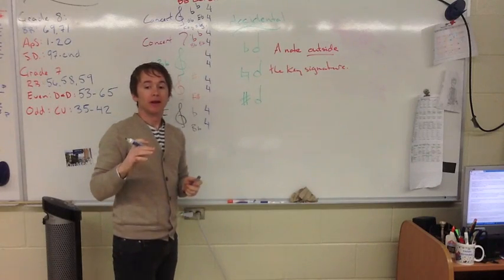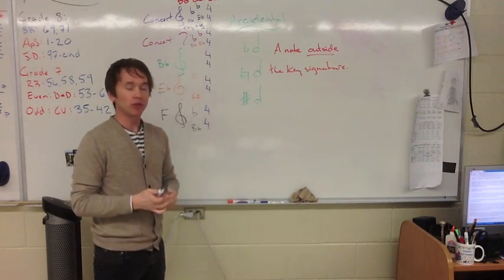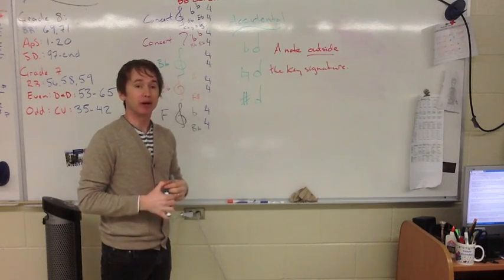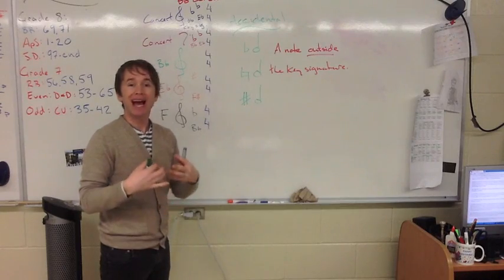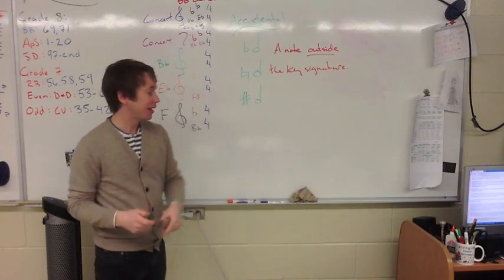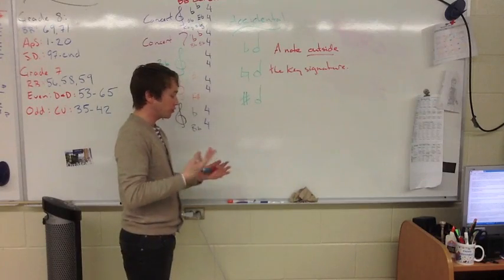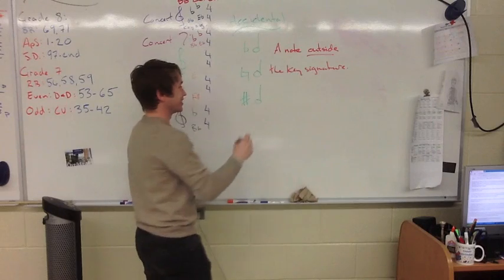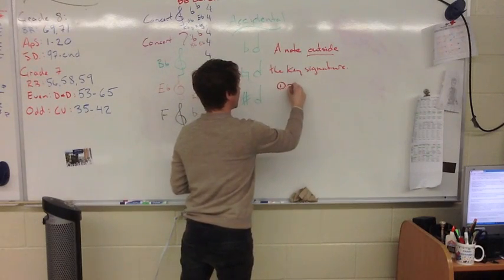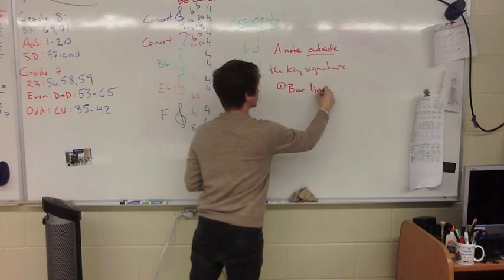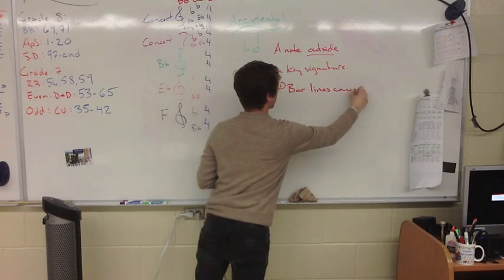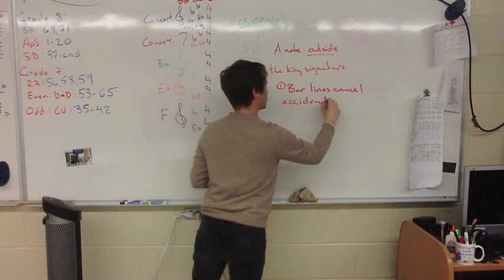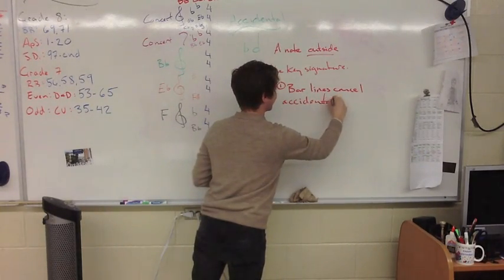Now, if we look at bar 3, you can see that bar 3 starts with the exact same accidental that bar 2 does. And we had to write that accidental back in. Here's why. The first rule of accidentals is that a bar line cancels an accidental out. So rule number 1, bar lines cancel accidentals.